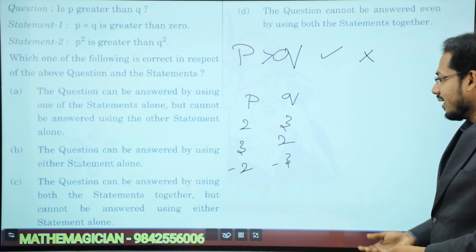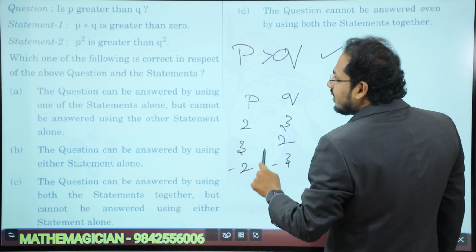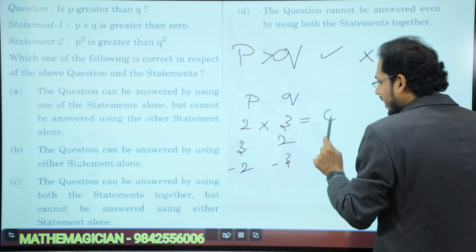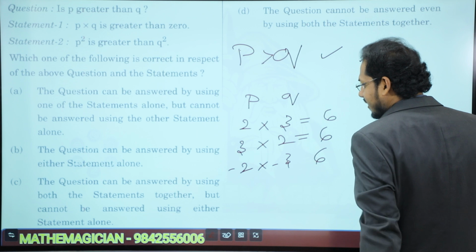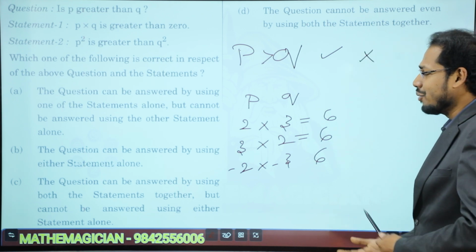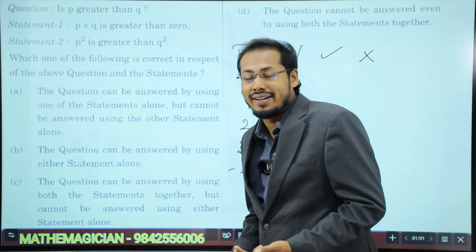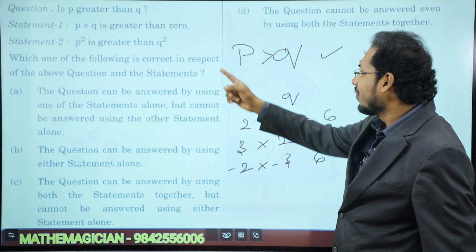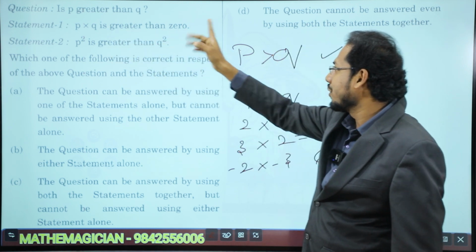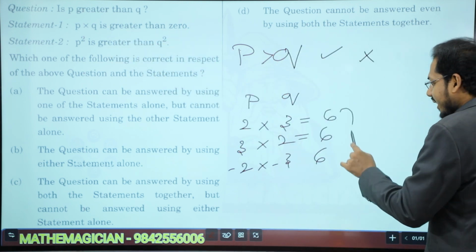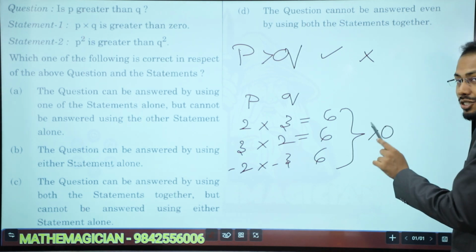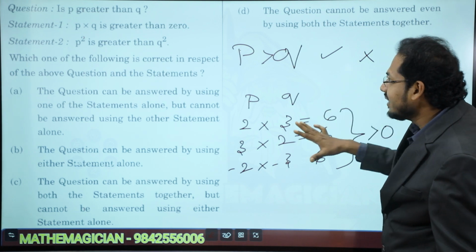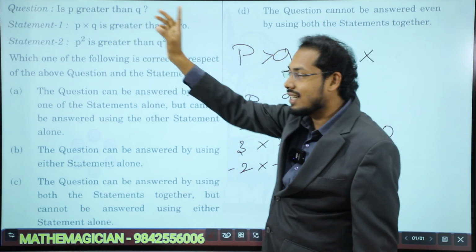All these are possible. Look at this. First, P into Q gives 6. This also gives 6. This also gives 6. Correct? Negative value, positive value, greater value, smaller value, everything is right. So from the given statement, P into Q is greater than 0. All these numbers are greater than 0. This is true. But using this, can I say P is greater than Q?